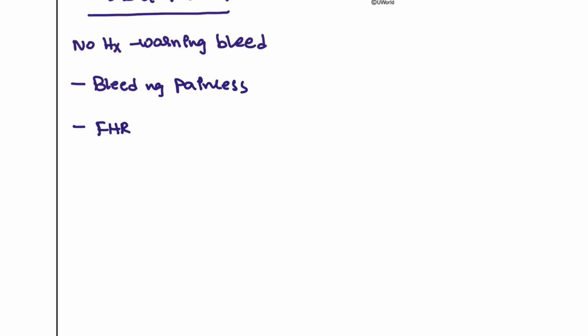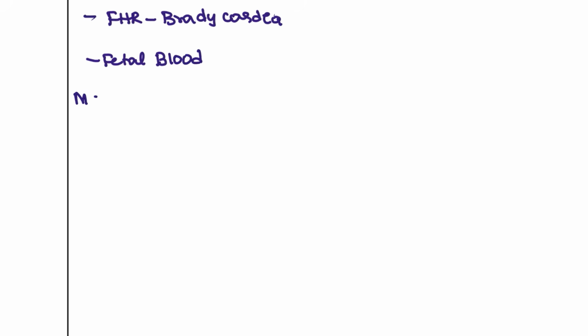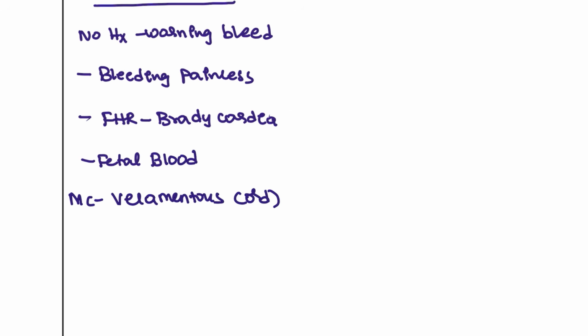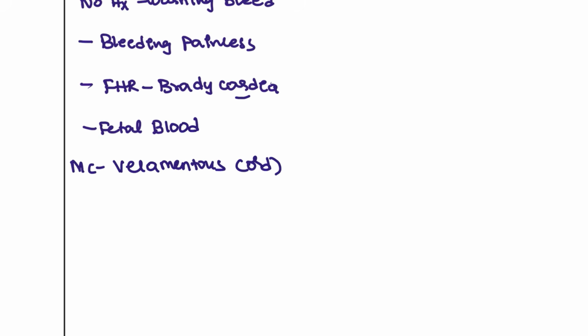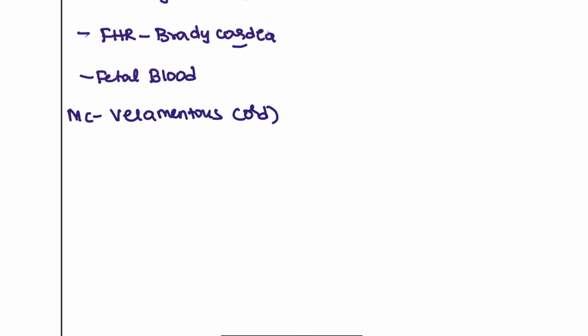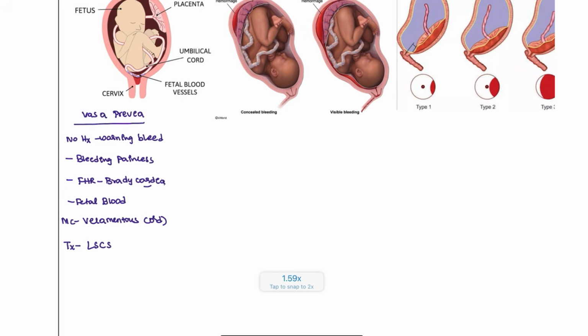On that, the fetal heart rate shows bradycardia. So the blood which is bleeding from the vagina is the fetal blood. Why does this happen? The most common cause is velamentous insertion. As we discussed just before, velamentous cord insertion can cause this condition. So the patient is having fetal blood loss and fetal bradycardia is seen. This fetal bradycardia can cause distress, so that's why the immediate treatment for this patient is emergency cesarean section.